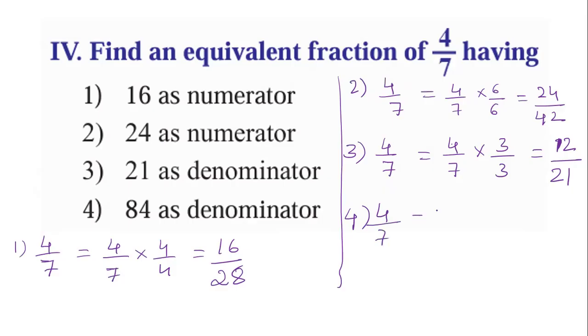Next, 84 as denominator. Given 4 by 7, just multiply by 12. 4 12s are 48. 7 12s are 84. This is the answer.